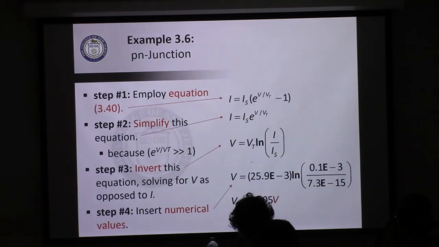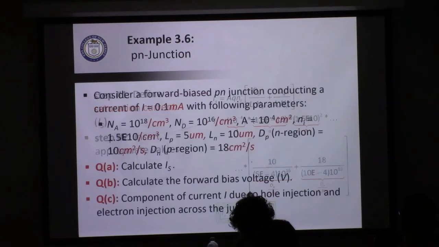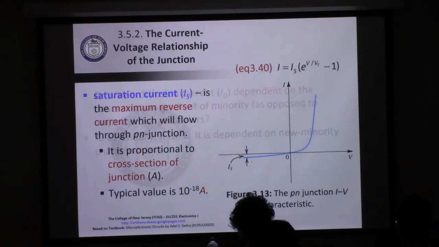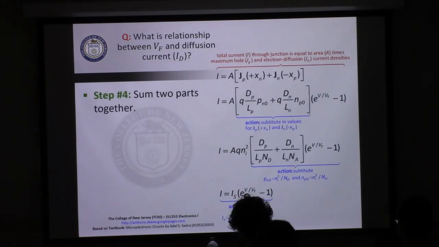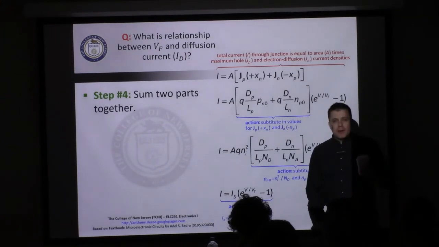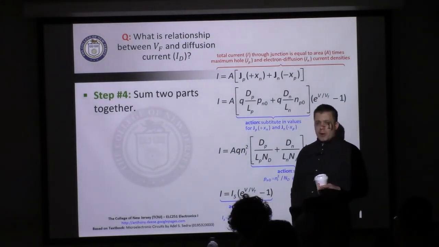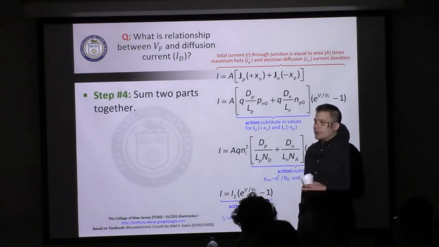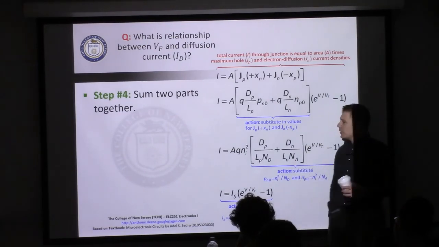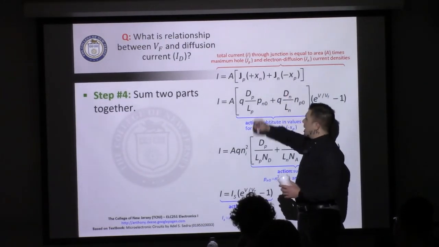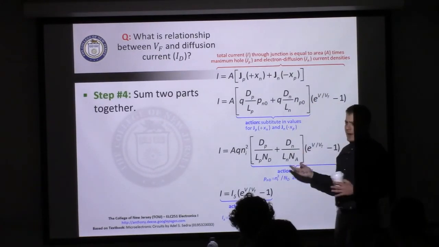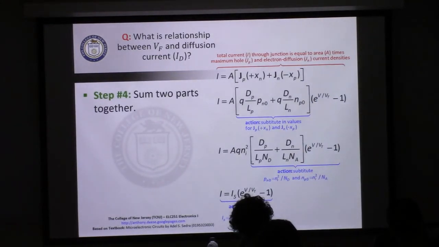Okay, and then the last part of this problem asks us to calculate the component of current due to hole injection and electron injection across the junction. So what does that mean? If you remember, when we derived these expressions, originally they were made up of two different parts. There's a component of the diffusion current that's associated with the holes, and a component that's associated with the electrons, and they're shown separately here. So we can calculate those values separately, and that's what it asks us to do in the third part.